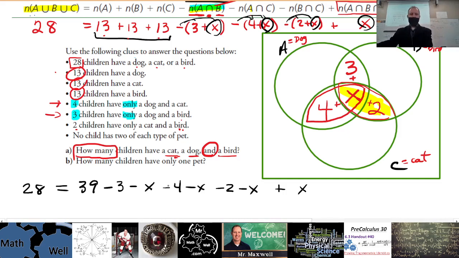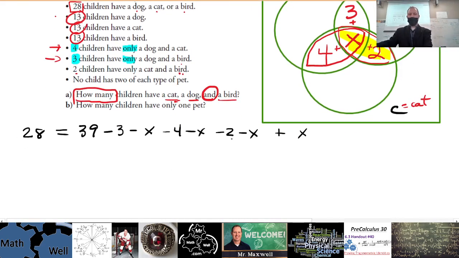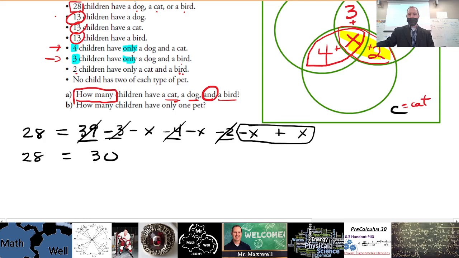All right, so now to solve for x, we have to gather all like terms and isolate for x, get all the x terms together and get x by itself on one side. So 39 minus 3 is 36, minus 4 is 32, minus 2 is 30. So I'm going to go 28 equals 30, which is all of these numbers combined. And then with the x's, let's just do this first. Minus x and plus x, that's gone, right? They cancel each other out. So I have a minus 2x here.